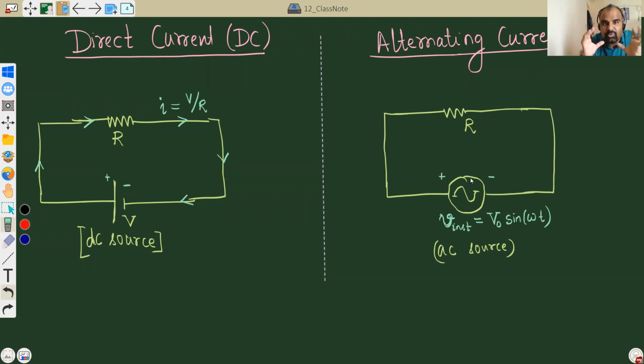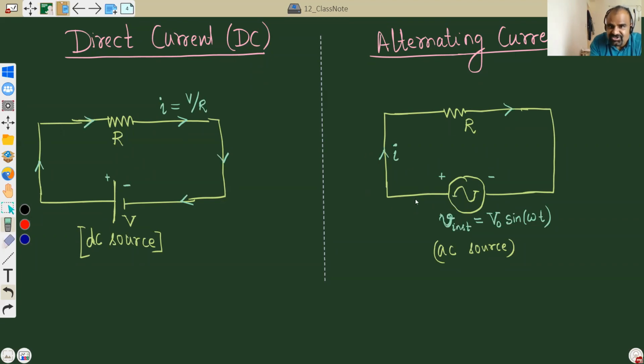So time has been frozen. When you take a photograph, what do you do? You actually freeze the time. You stop the time. So at this moment, current will be in this direction. This is instantaneous current.